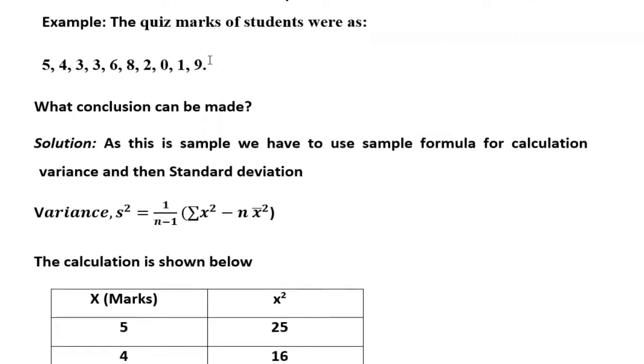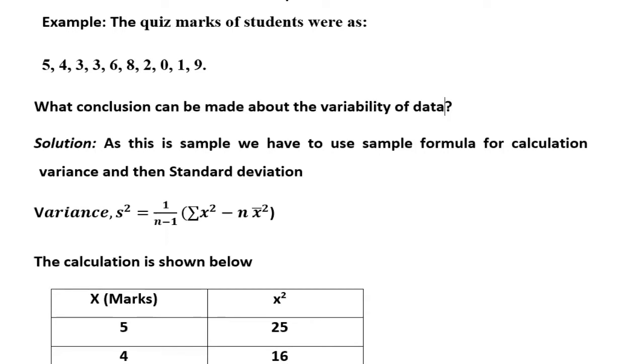These are the quiz marks of the students in a subject, out of 10, such as 5, 4, 3. What conclusion can be made about the variability of the data? So here the question is about the variability. So we need to find the variance and then the standard deviation.